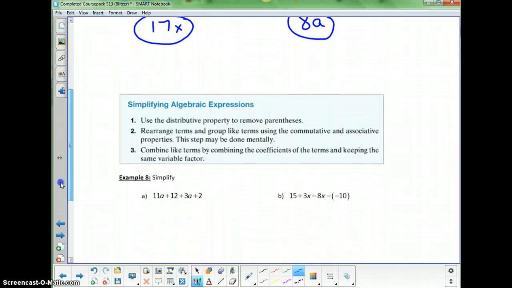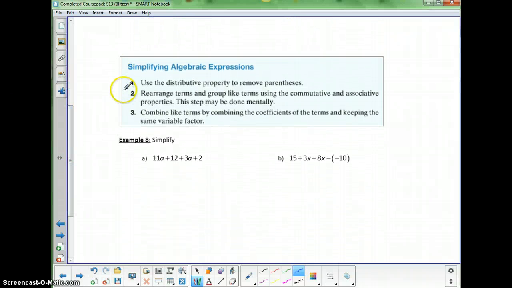To simplify an algebraic expression, I must first use the distributive property to remove any parentheses, then rearrange or group terms so that they are like terms. I don't have to write this step down. This step can be done mentally. Just identify which terms are like terms, and then combine the like terms by combining the coefficients of those terms.